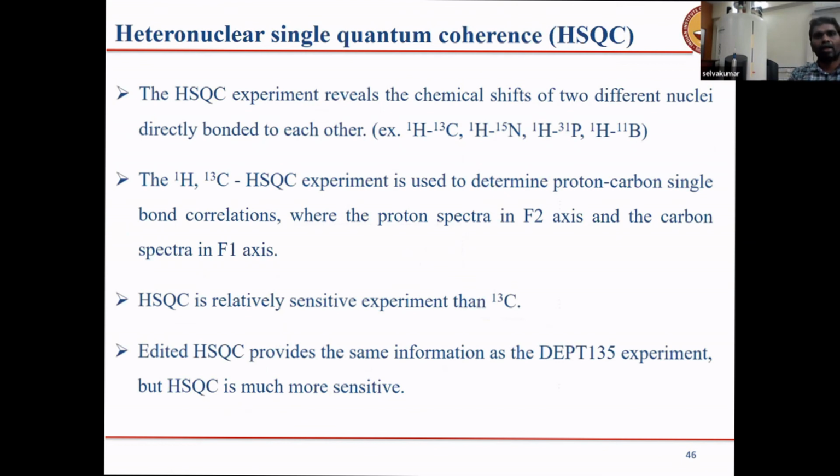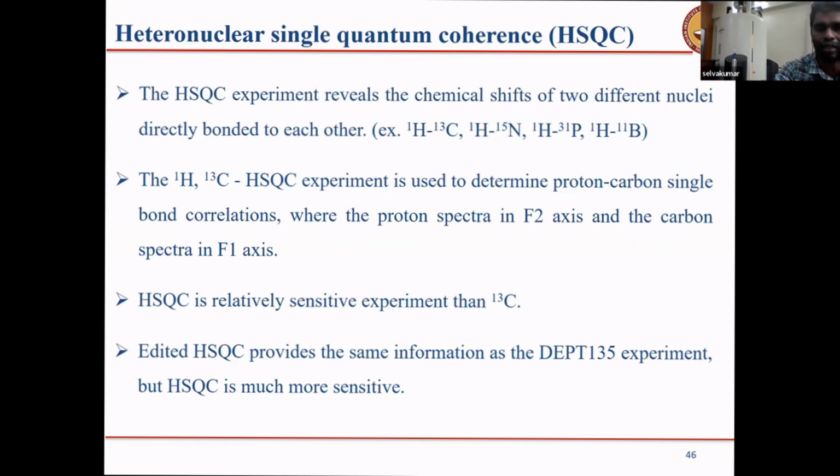Next, I am moving on to the heteronuclear correlation. First, I am going to explain the HSQC. The HSQC experiment reveals the chemical shift of 2 different nuclei directly bonded to each other. Example, proton-carbon, proton-N15, proton-P31, proton-B11. The proton-carbon HSQC experiment is used to determine the proton-carbon direct correlations, where the proton spectrum is on the F2 axis and the carbon spectrum is on the F1 axis. HSQC is more sensitive than the C13 experiment. The edited HSQC experiment provides the information of DEPT 135.